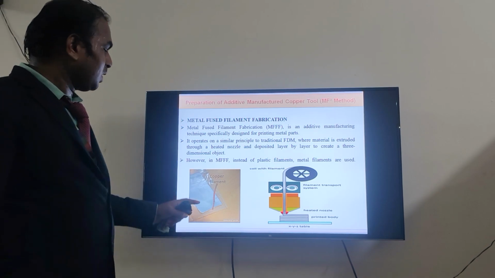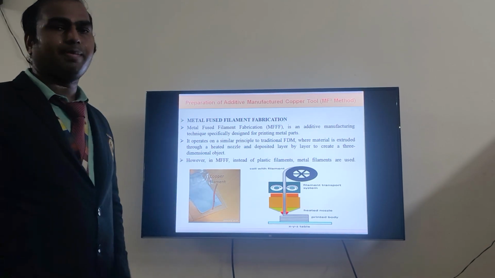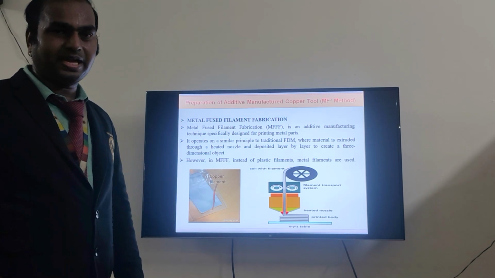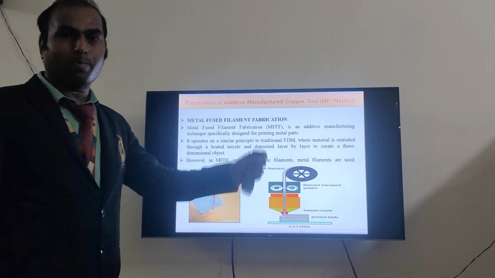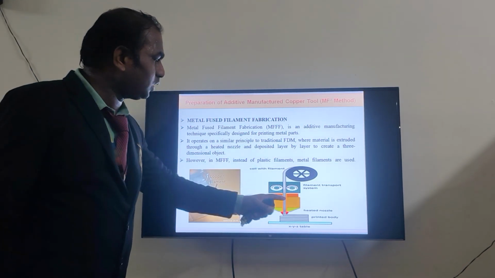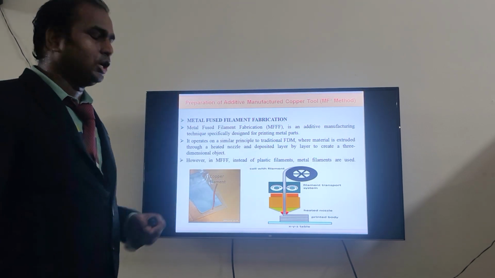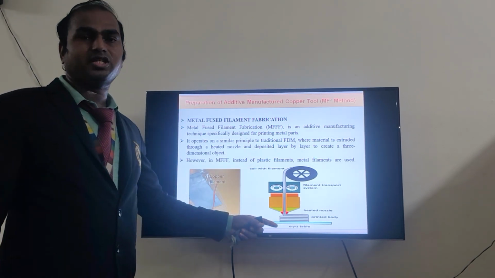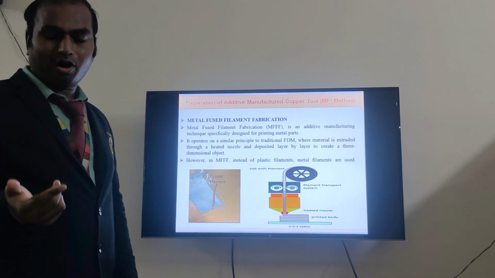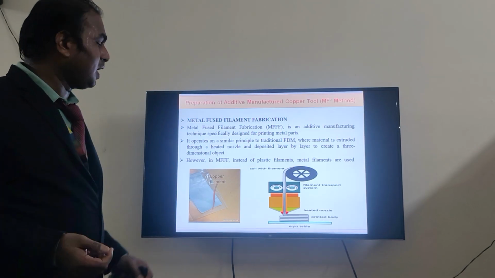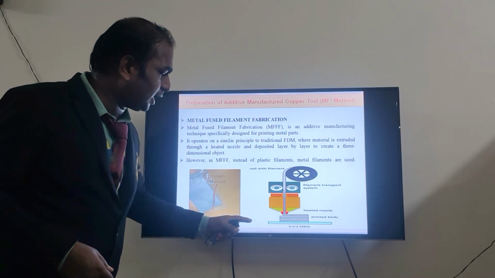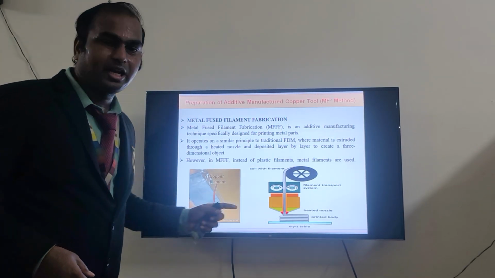So in this diagram, the thin copper filament of 1.75 mm diameter is being used as the filament. It is fed through the transparent filament spool system to the nozzle. This nozzle has a heating chamber, where it melts and evaporates, and a cooling chamber, and it prints the layer in the XYZ direction, layer by layer.